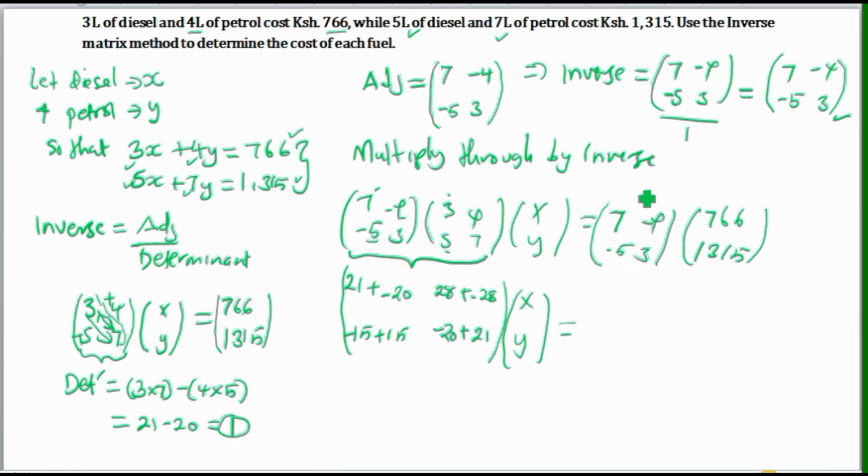Equals, again we multiply on this other side, so we shall have 7 times 766, from my calculator, that is 5362, plus negative 4 times 1315, that is negative 5260, and then negative 5 times 766, that is negative 3830, then plus 3 times 1315 gives us 3945 on my calculator.